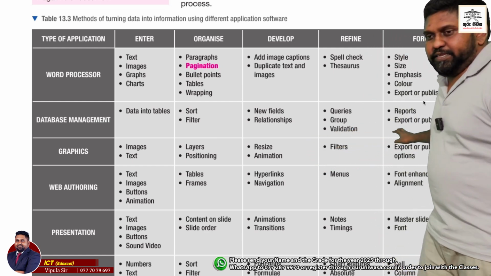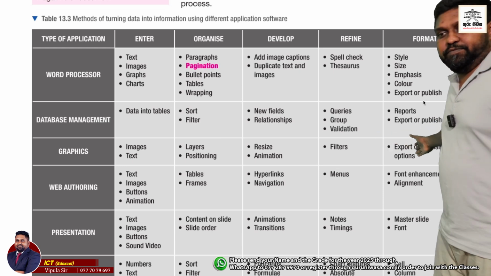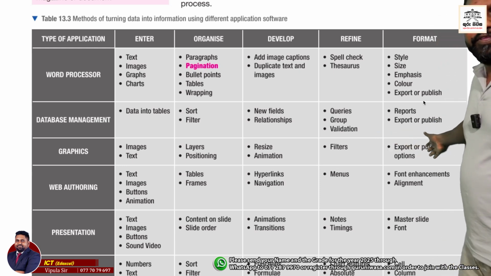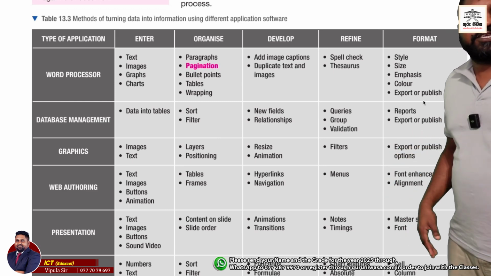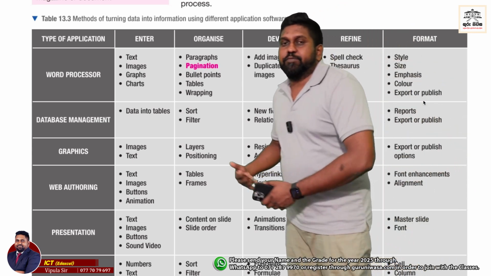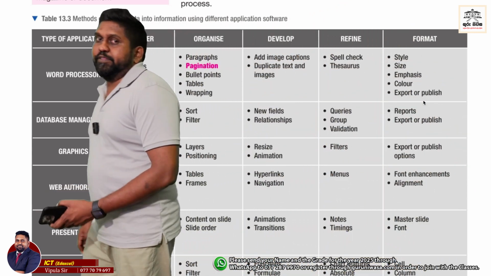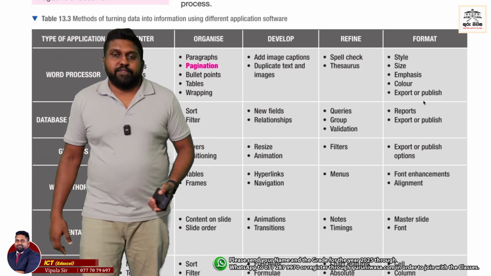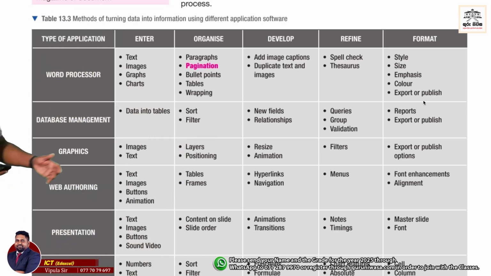Okay, so then the refining part would be filters, and then format would be exactly the same thing. You would be exporting it, and sometimes you would get publishing options to publish it to the internet, or if you're publishing it as a video, you might get the option of publishing to a video, something like that. Then we jump into, okay, so I hope that's clear. Then we jump into web authoring.